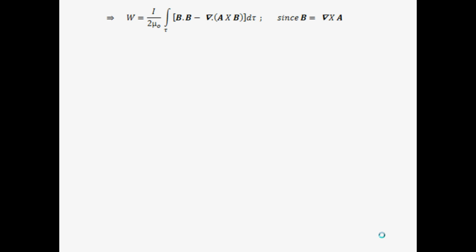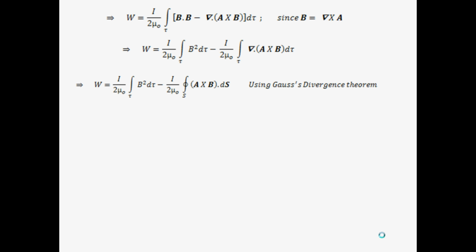Now since B is simply curl of A, W can be expressed as 1 by 2 mu naught volume integral of B vector dot B vector minus del dot A cross B. So we get these two integrals to solve. Using Gauss's divergence theorem, the second integral can be expressed as a surface integral of A cross B over surface S enclosing the volume tau.